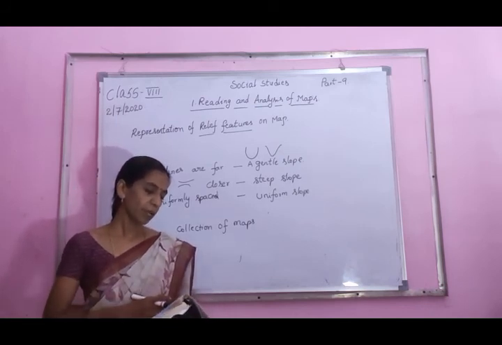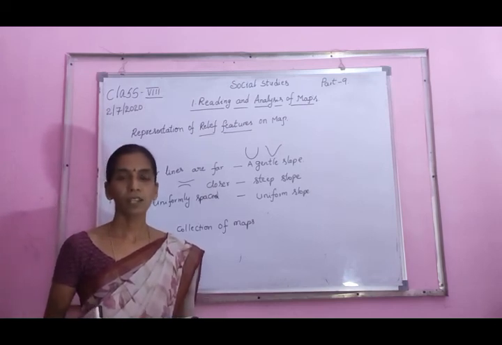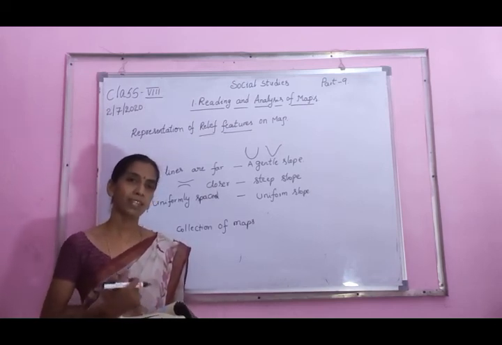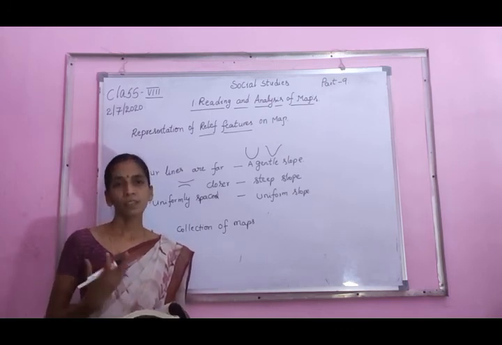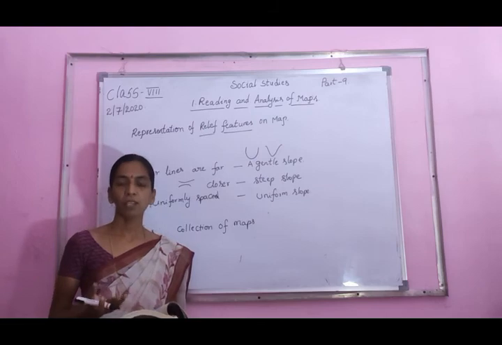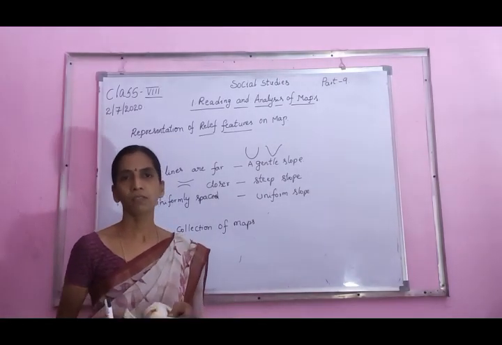Next, another one is soils. Different areas have different types of soils. Some areas are plateaus, some areas are plains. In each area there is red soil, black soil. Different soils are there, so you can observe these maps.